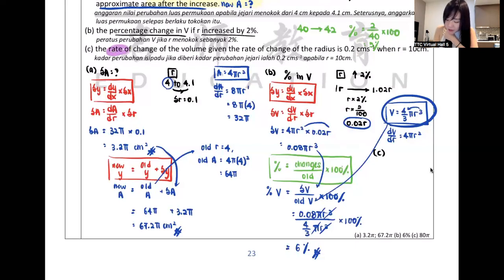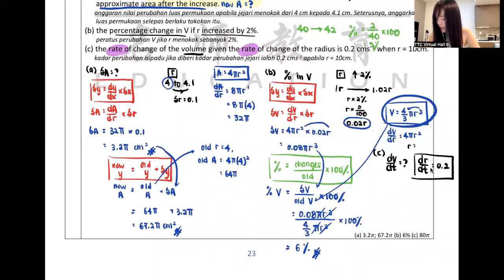C, find the rate of change of volume given that the rate of change of radius is 0.2 when R is 10. This one is a very easy one. So they've said find the rate of change of volume, so we are going to find dV/dt. They say the rate of change of radius, that means dr/dt, equals 0.2. Then they say R is 10.